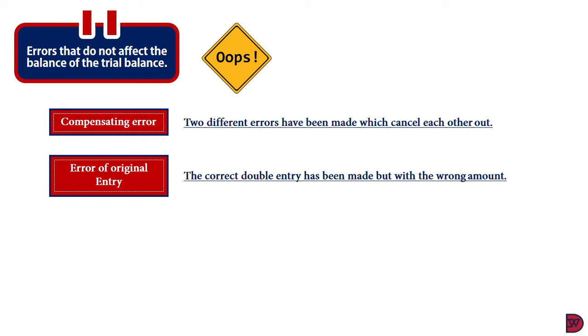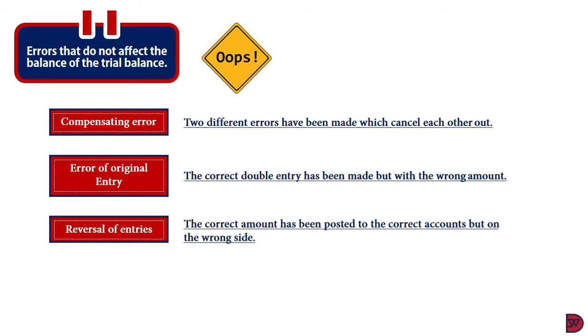Error of original entry. The correct double entry is made but with the wrong amount. So, for example, a cash receipt from a receivable of $76,000 has been recorded as $67,000 both in the cash and the receivables account. Errors of reversal of entries. Here, the correct entry has been posted to the correct account but on the wrong side. For instance, a cash sale of $200,000 debited to the sales account and credited to the bank account instead of vice versa.